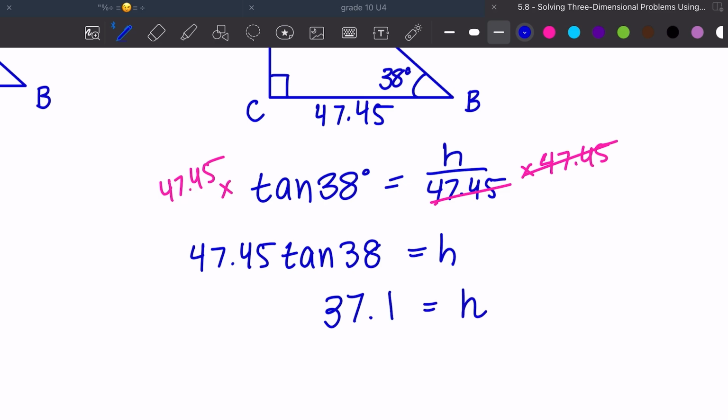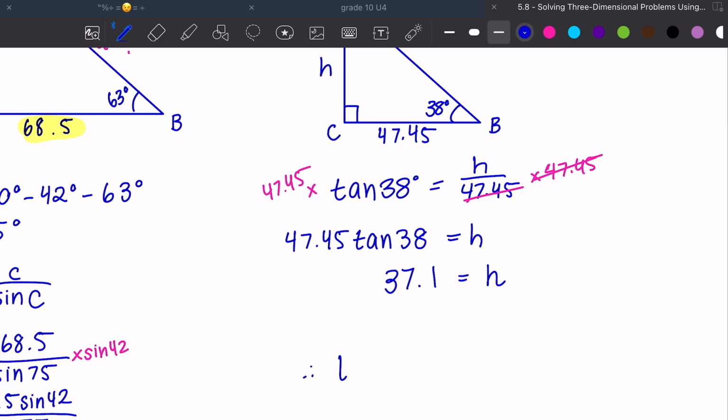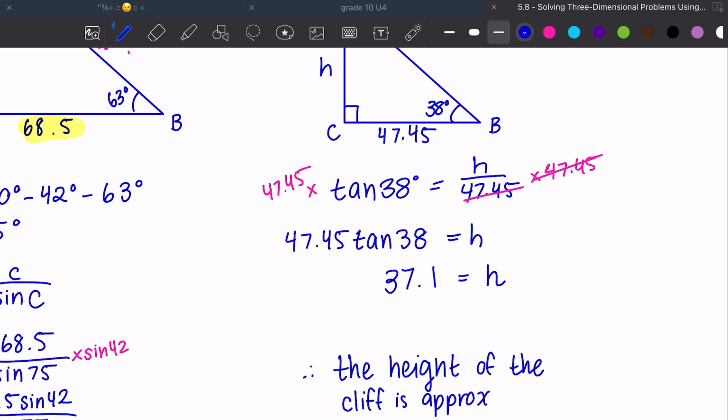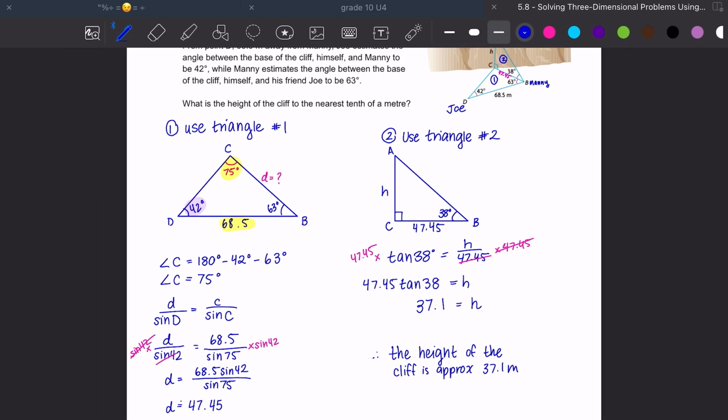Right, so that is going to be the height of our cliff. The height of the cliff. The cliff is approximately 37.1 meters. So that's it. Just combining and splitting your triangles, yeah?